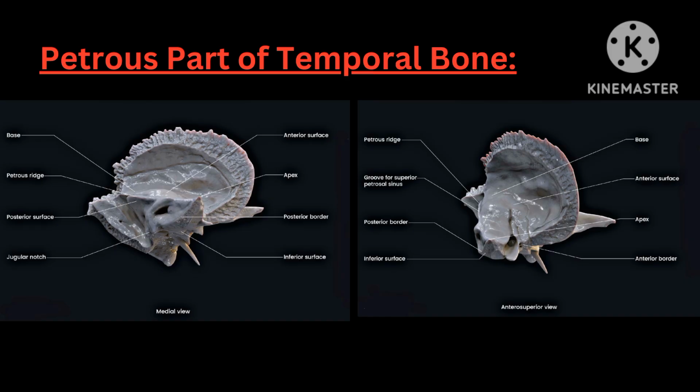Petrous part of temporal bone. Situated at the base of the skull. Wedged between the sphenoid and occipital bones. Forms part of the middle and posterior cranial fossae. It is pyramidal in shape, with its base oriented laterally and apex pointing medially and anteriorly toward the foramen lacerum. It has an apex and 3 surfaces, anterior, posterior, inferior, and 3 margins, anterior, superior, posterior.